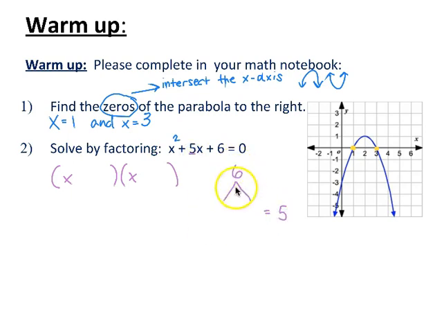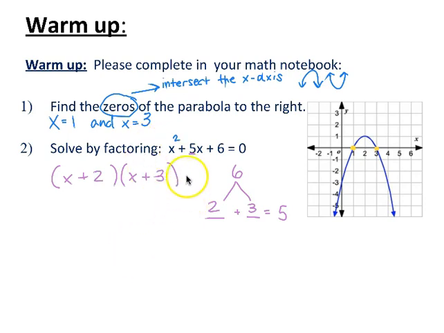So what are some factors of 6? When I say factors, 2 numbers that multiply times each other to give us 6, but they also have to add up to equal 5. I'm thinking 6 and 1 wouldn't work, because 6 and 1 would add to 7. What about 2 times 3? 2 times 3 equals 6, and when we add 2 plus 3, we get 5. So both are positive, and we're going to have x plus 2 and x plus 3. That is going to be our factored form.